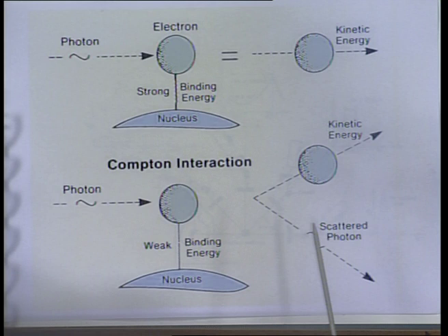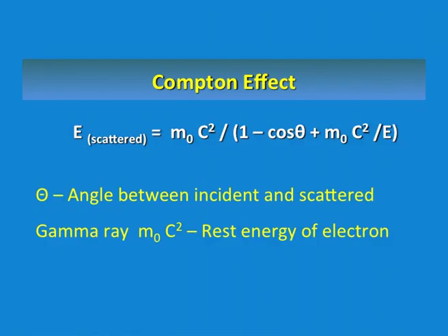Let us suppose the angle made by the incident and scattered gamma ray is theta. Then the energy of the scattered photon is given by E scattered equals m0 c square divided by (1 minus cos theta plus m0 c square by E), where theta is the angle between incident and scattered gamma ray and m0 c square is the rest energy of the electron.